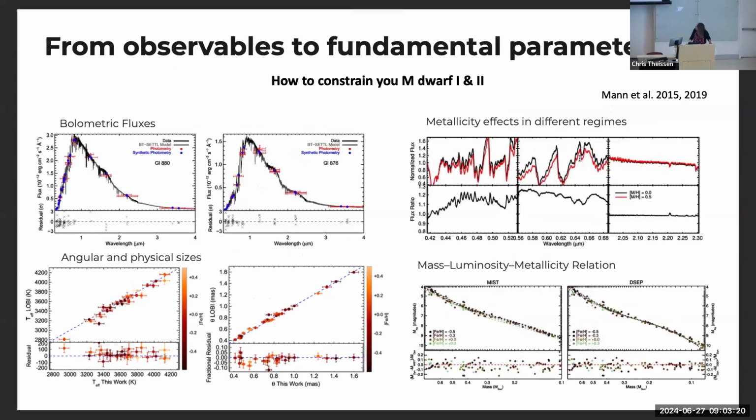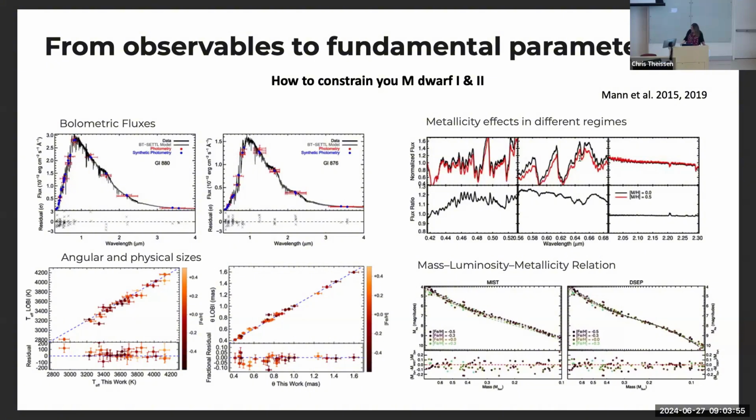And Mann et al. very smartly used all of this information to create these two beautiful papers about how to constrain your M dwarf. And if you work in exoplanets, you probably use these relationships all the time. And this is based on low resolution near infrared spectra and values of interferometric measurements. You should go, and this is basically what everybody is using.